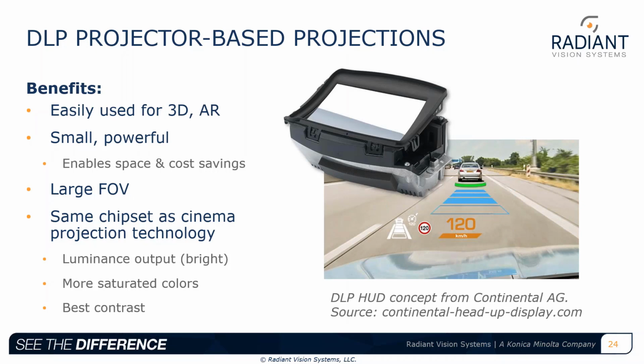The DLP chips themselves are quite small and extremely powerful, which offers some potential for space and cost savings during the implementation into the vehicle. Due to their capabilities for wide distribution, they have the ability to be used for large field of view head-up displays. The chipsets that we see in the marketplace today are very similar to cinema-based projection technology, which means we understand the capabilities for luminance output. We know that they have the benefit of saturated colors and potentially could offer the best contrast ratio out of the three technologies.